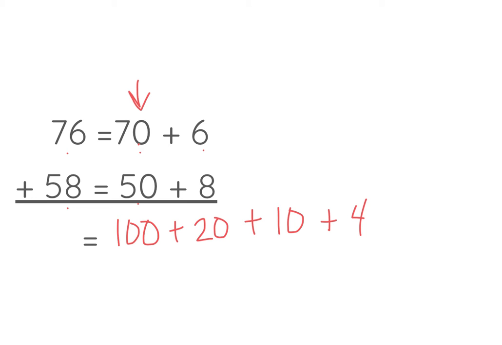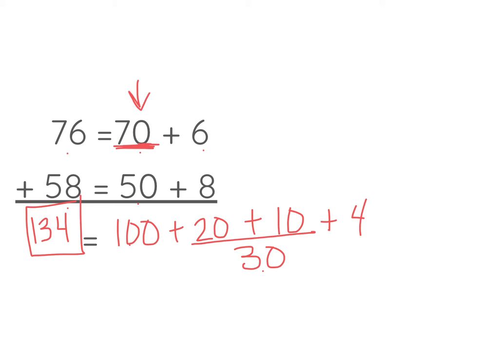We'll combine our tens together. So 20 plus 10 equals 30. 100 plus 30 plus 4 for 134. The advantage of expanded form is you will see that your number really is a 70.